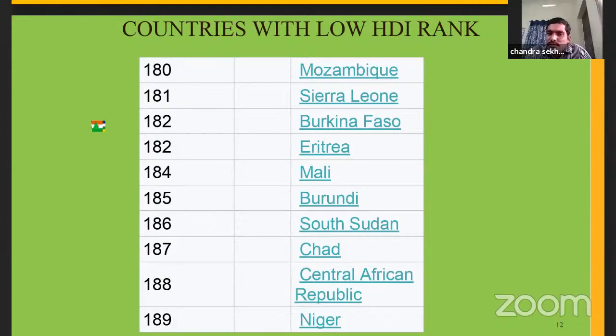So by observing this table, we can understand that so many countries in Africa are in underdeveloped conditions. Africa is a backward continent when we compare between the continents, such as Europe, America, and some other continents.